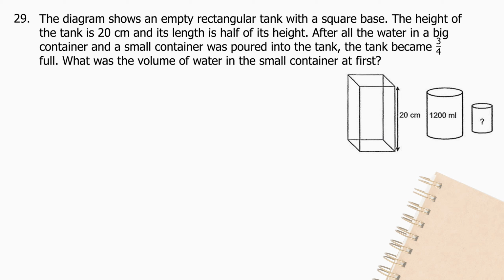Question 29. The diagram shows an empty rectangular tank with a square base. The height of the tank is 20 cm, and its length is half of its height. After all the water in a big container and a small container was poured into the tank, it became 3/4 full. What was the volume of water in the small container at first?